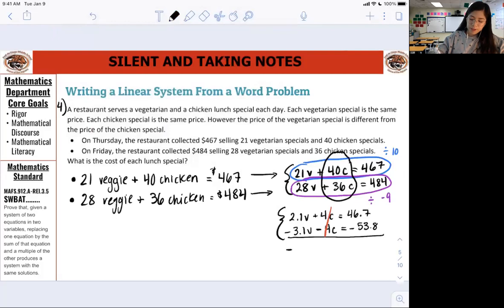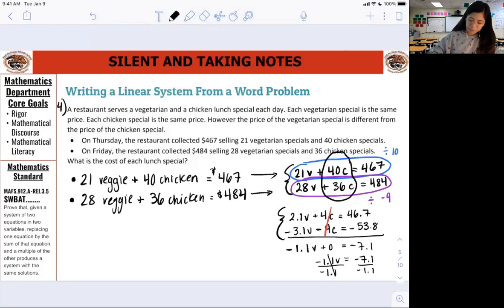Negative, and you can use your calculator. Yeah, negative 1.1 V. And then 46.7, use your calculator. Negative 7.1. Negative 7.1. Good. Now, negative 1.1 V equals negative 7.1. I divide both sides by negative 1.1. What do I get? Negative 6.4. And we're talking money, so you can say it as money.